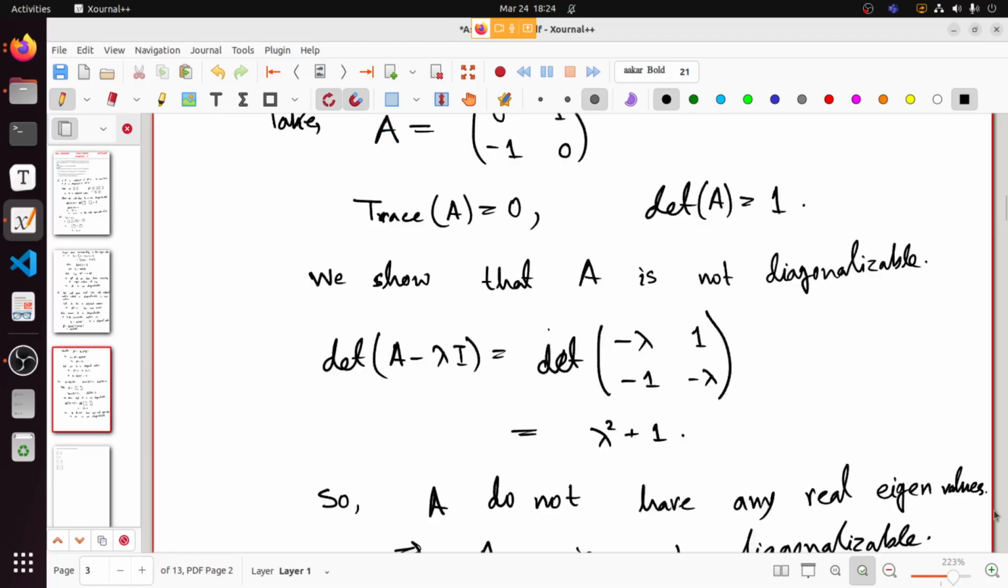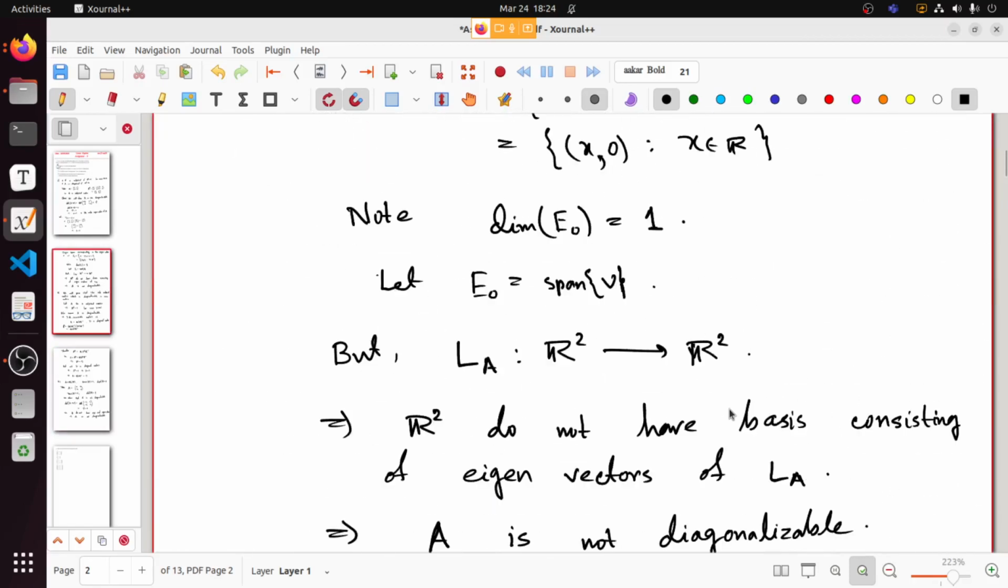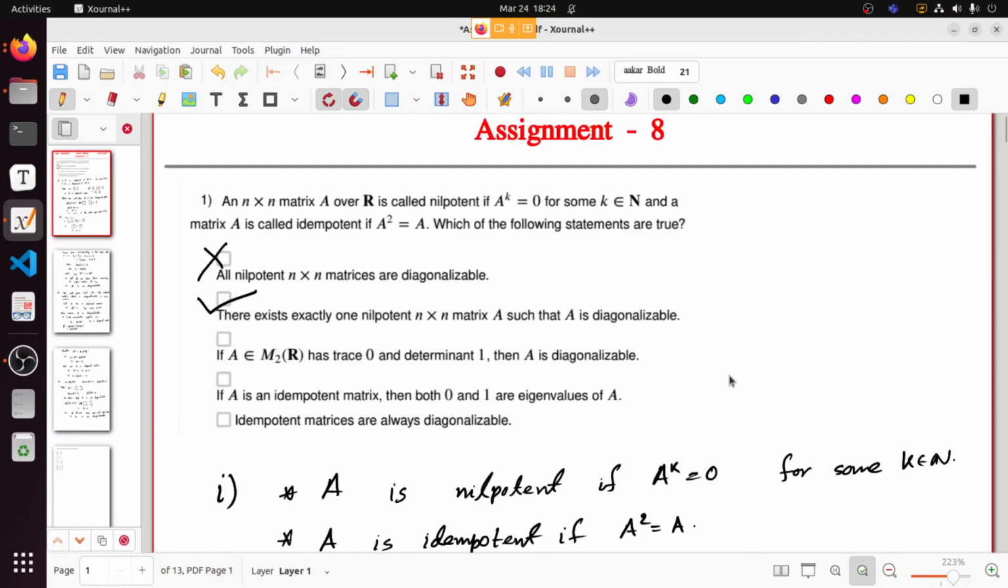Right. So option number 3 is false. Let's check option number 4.